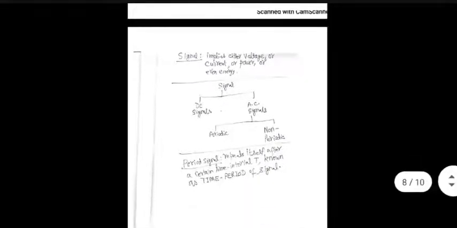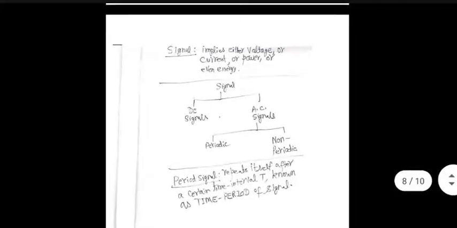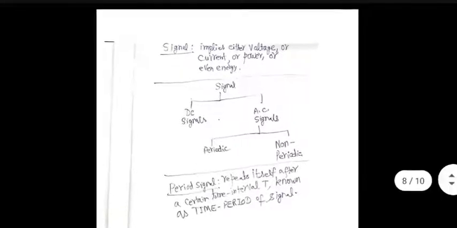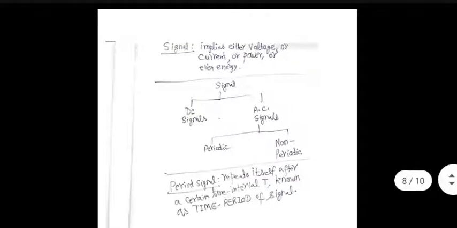Now let me move forward. Signals means voltage, current, or power, or even energy. And we, as you know very well, classify them into DC or AC, and in case of AC, periodic or non-periodic. Okay, fair enough.